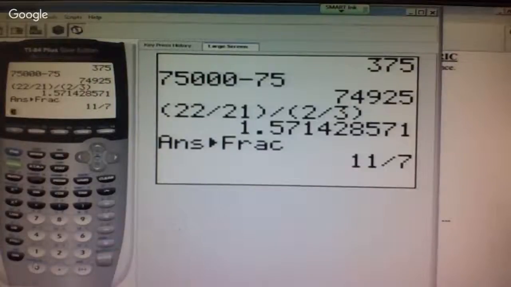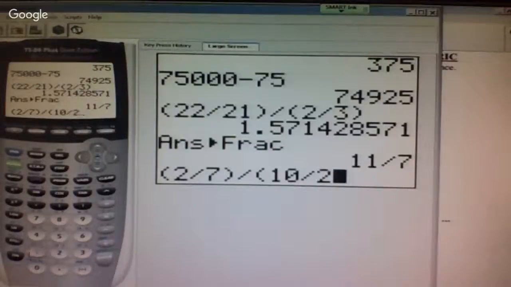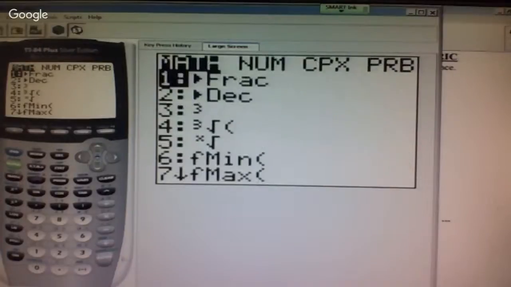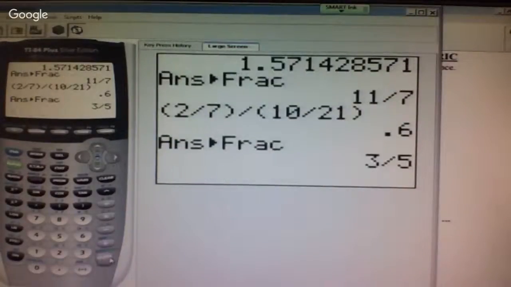Okay. So the same thing with F. 2/7 divided by 10/21. You get 0.6. Change that to a fraction. 3/5. Okay. Any other questions on those that I can go over for you?